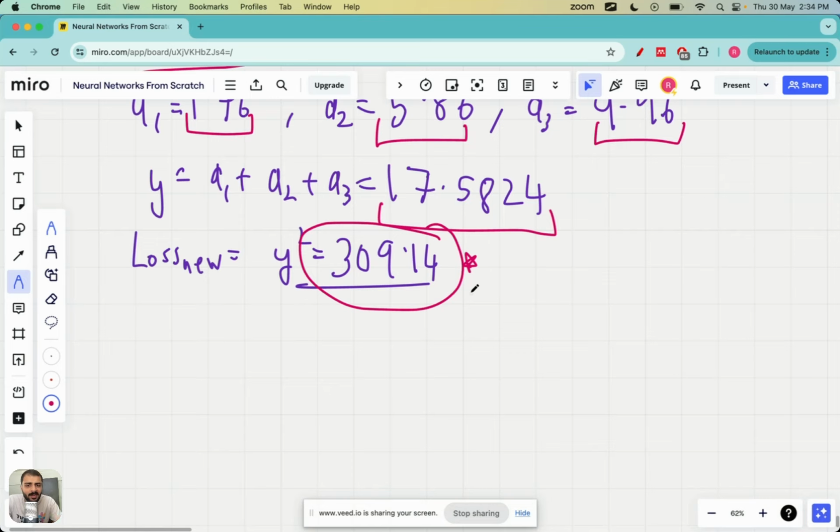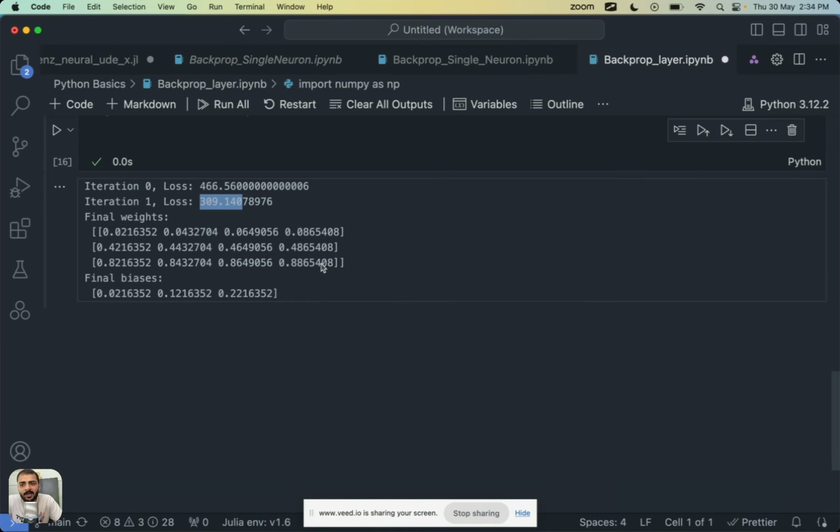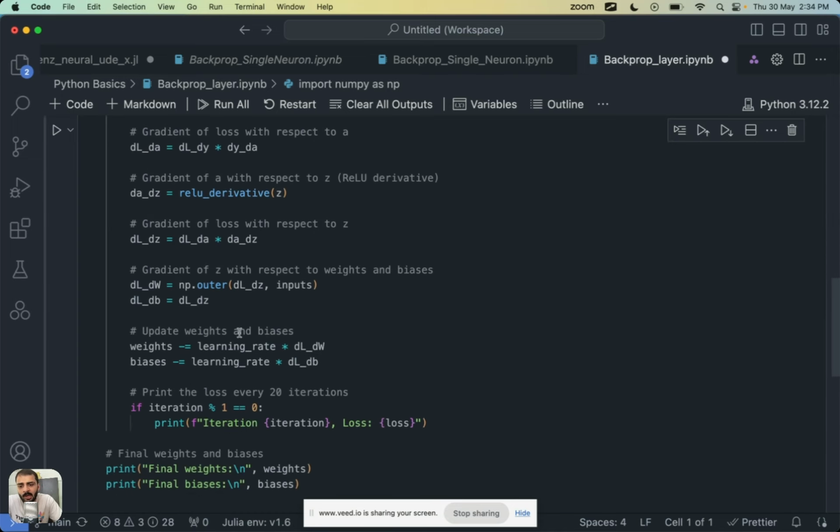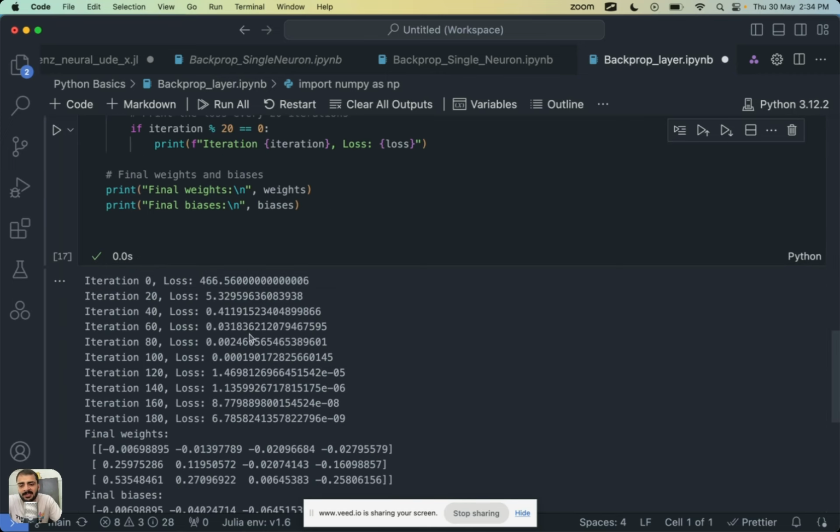If I did 200 iterations on this piece of whiteboard, I would also have reached the minimum loss, which is close to zero, and the optimal weights and biases. But it would take a long time. So what I'm going to do is just run this for 200 iterations, and print out the loss after every 20 iterations. So let's see the updated loss and the final weights and biases.